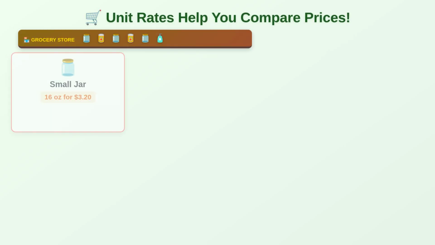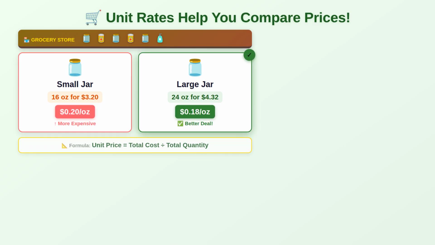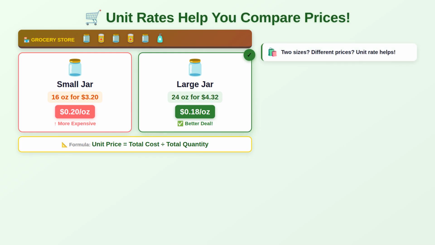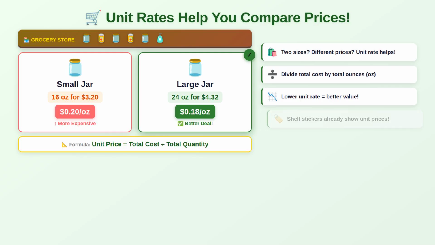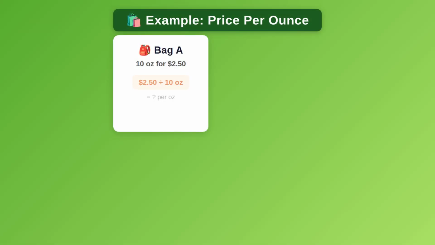Nice work. Here's where unit rates become your shopping superpower. When you're at the store, two different sizes of the same product might have different prices. To find out which is truly cheaper, calculate the price per ounce. That's your unit price. Divide the total cost by the total ounces. The one with the lower unit rate is the better deal. Fun fact, those small sticker labels on grocery store shelves actually show you the unit price already. The stores do the math so you don't have to.